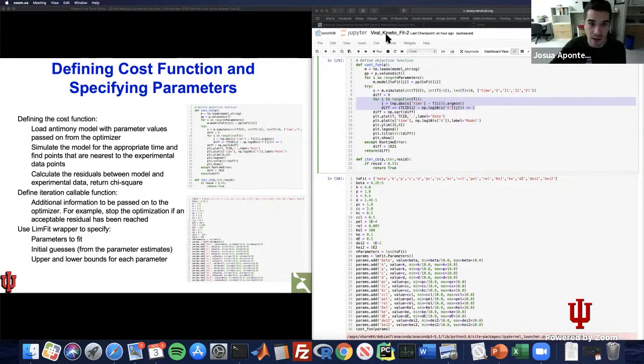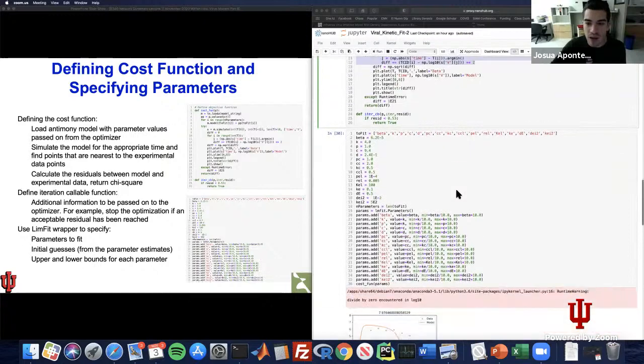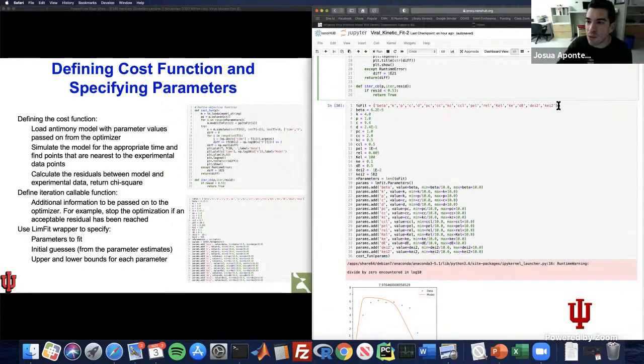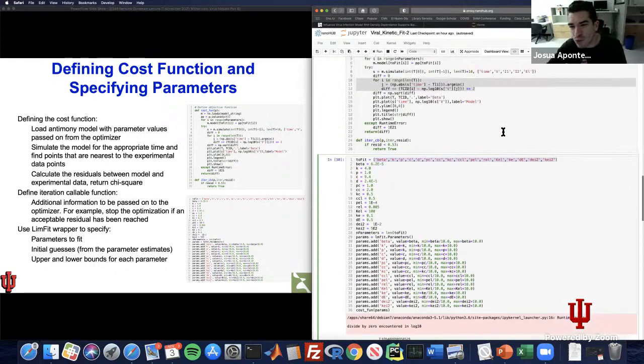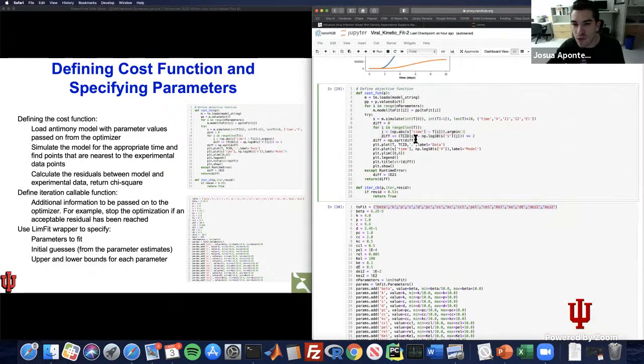Okay. So the next part of the code introduces all of the parameters that we're interested in fitting, which are basically all of the parameters of the model. I forgot to mention, and this is really important, and I'm sorry that I forgot this. If you look at line 12, line 12 is telling me that I am comparing the results of the model for the variable V with the experimental data.